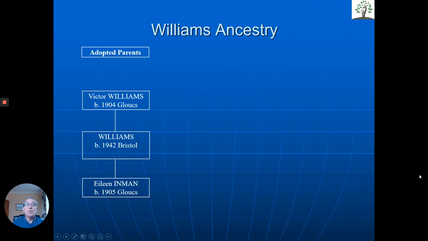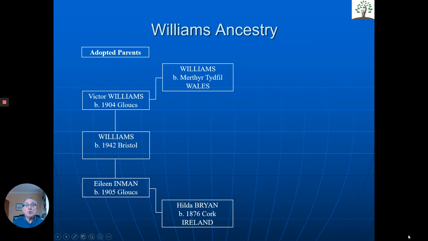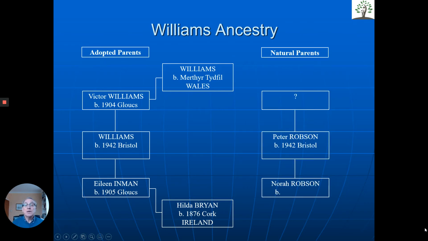So here we are, William, born in Bristol in 1942, and in fact given up for adoption. And so we did quite a lot of research on their adopted parents. And there's Victor, who's born in Gloucestershire, and Eileen, also born in Gloucestershire. But we found, in fact, Victor had Welsh ancestors as well as English ancestors. Eileen had Irish ancestors as well as English ancestors. So we did a lot of work and some very interesting stories there. But we also wanted to look at his natural parents, which he knew nothing about.